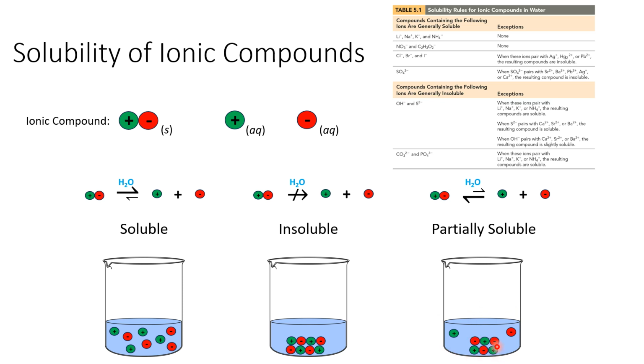Imagine this is your ionic compound, positives paired up with negatives, and this is in water. Some of the positive and some of the negative will dissociate, will go into the solution. I just showed one of them here, but that's really what's happening. So I'm just going to write this out, that this is an oversimplification.